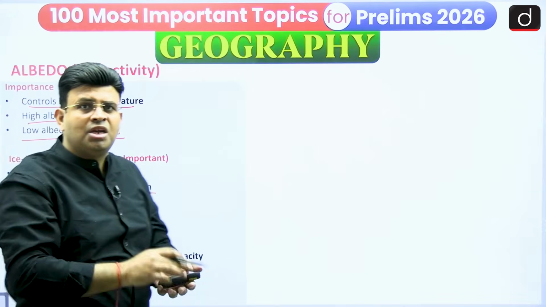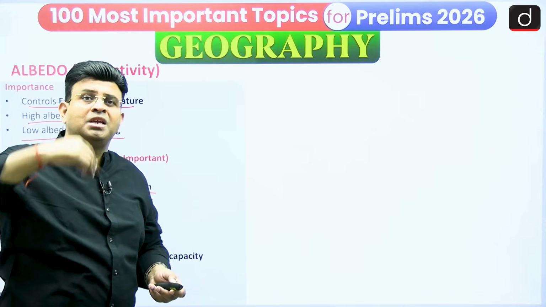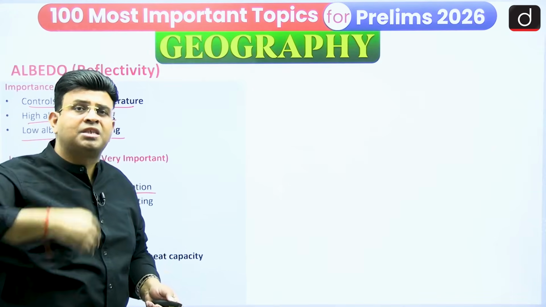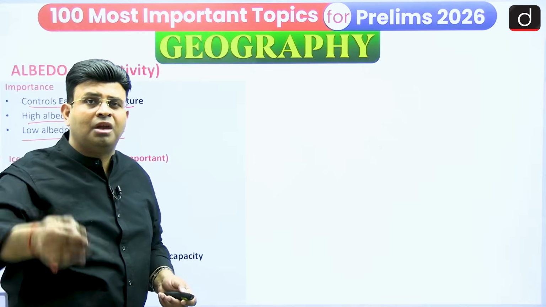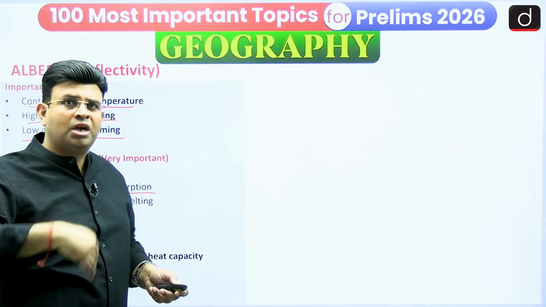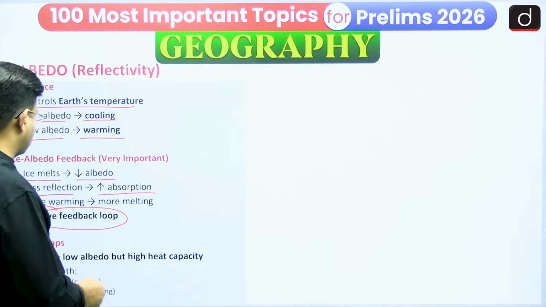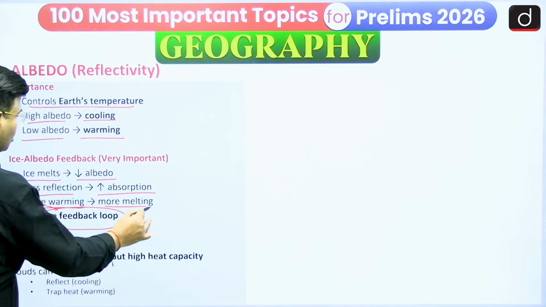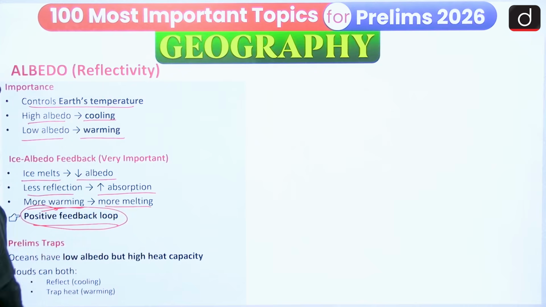One day, this is known as ice melting being a positive feedback loop. It helps increase the heat again and again: more heating, more ice melt, more heating, more ice melt. So more warming, more melting, and it is in a positive feedback loop.